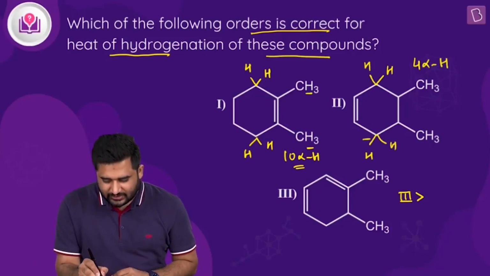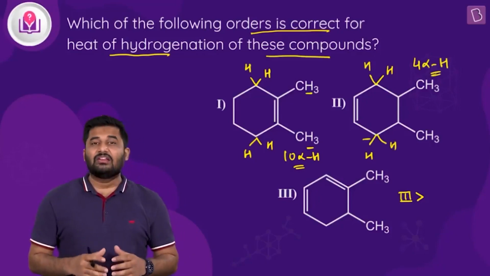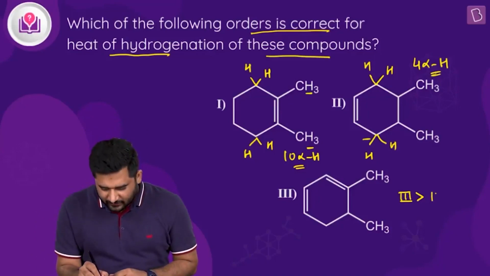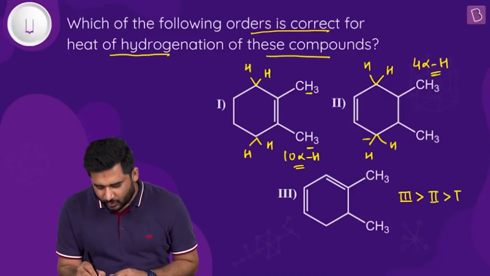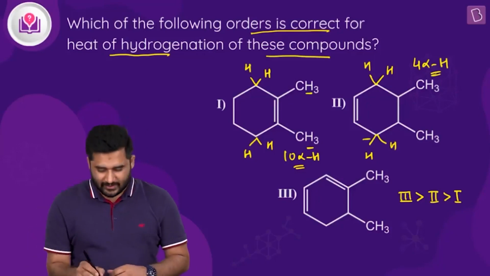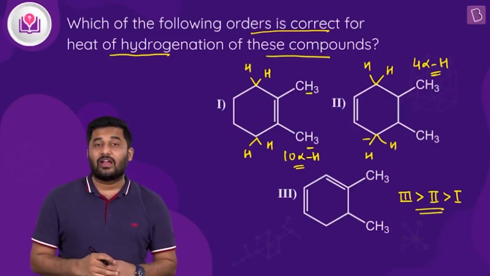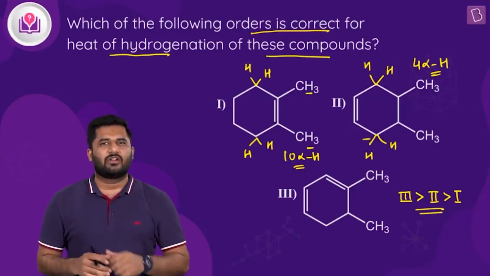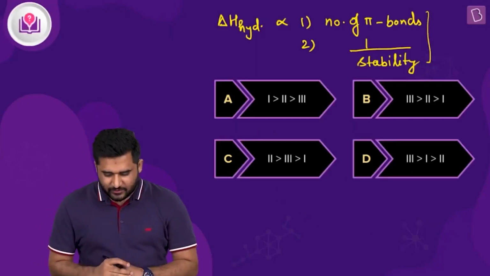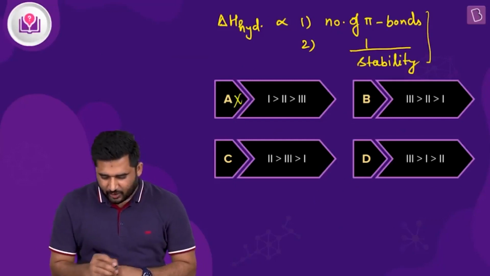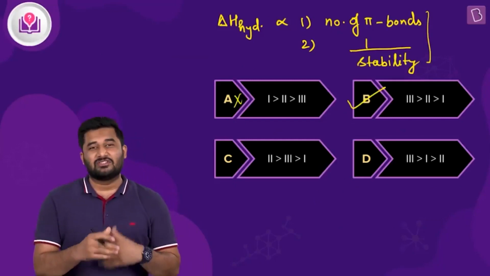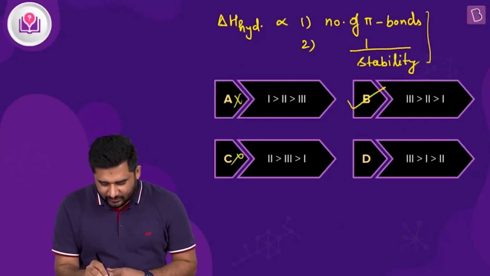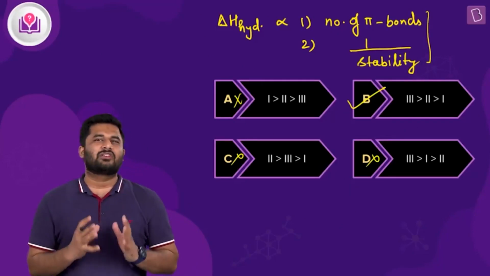Clear? So this clearly tells us that molecule 1 is more stable than molecule 2, which means the heat of hydrogenation of molecule 2 will be more than that of molecule 1, and hence the right order will be: third will have the maximum heat of hydrogenation, followed by second, and then the least is for first. Let's now match with the options. You can see option A is wrong, option B is precisely the one that we just calculated, option C is again wrong, and option D is also wrong. All right, so only option B is the right answer.